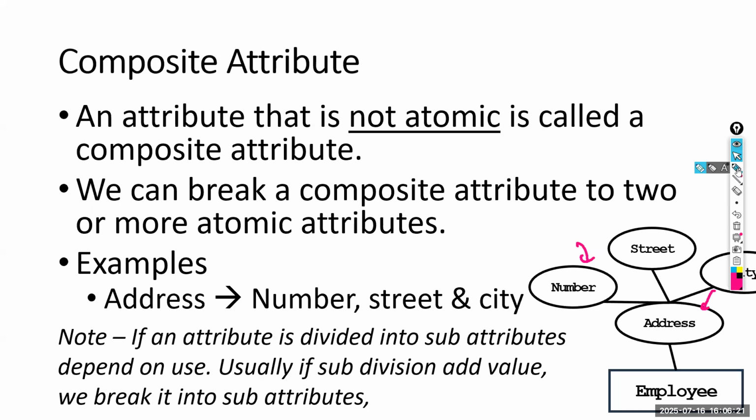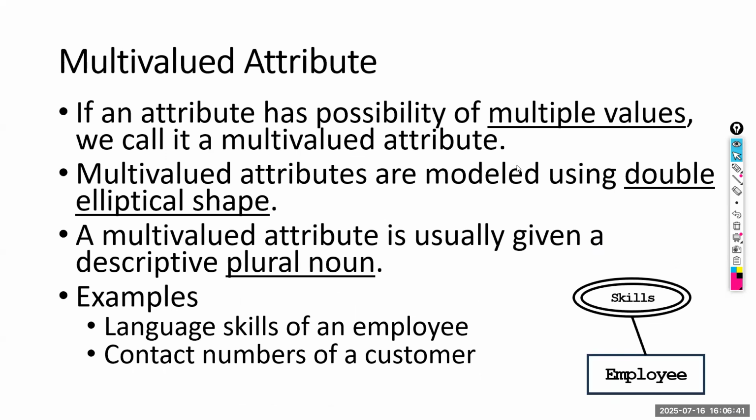Then we looked at composite attributes. Composite attributes are attributes we can subdivide into sub-attributes, like address, which we can subdivide into number, street, city. Then we moved on to multi-valued attributes. That is where we stopped. A multi-valued attribute means there is a possibility of multiple values for that attribute, like skills, contact numbers. A particular employee may have multiple contact numbers, multiple skills. So we use a double elliptic shape.